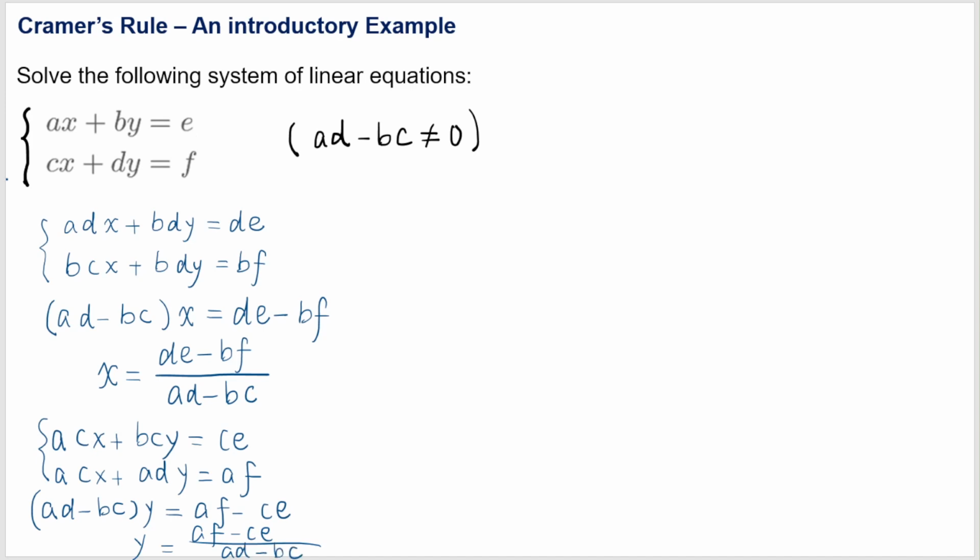Therefore, we know y equals af minus ce over ad minus bc. So we have a pair of solutions like this, where x equals de minus bf over ad minus bc, whereas y equals af minus ce over ad minus bc. The denominator is the same, which is ad minus bc. And in order for us to memorize this easily, in mathematics we define a special operation called the determinant.